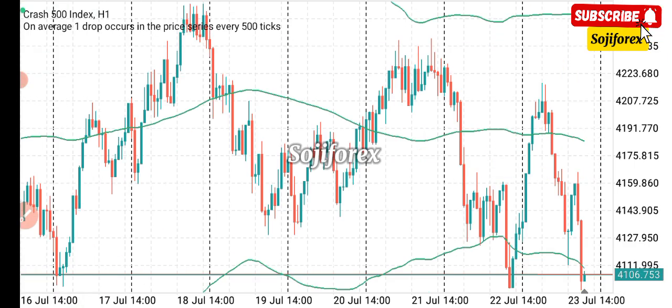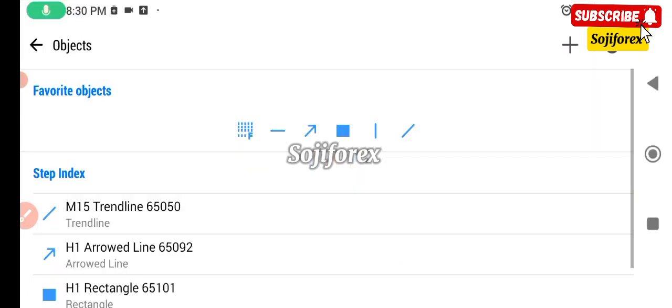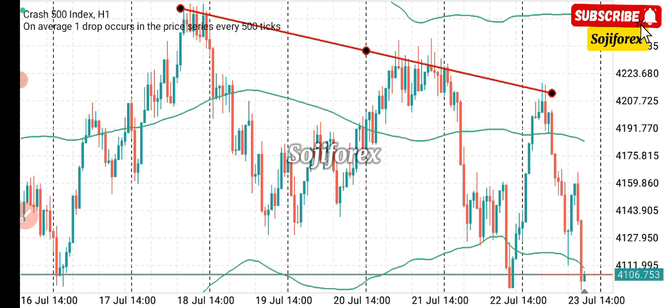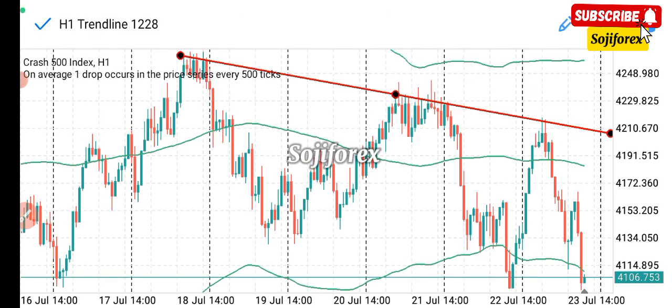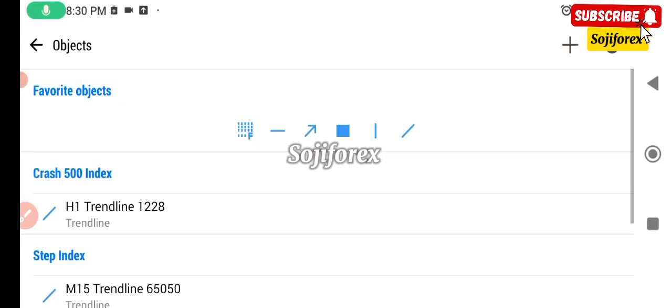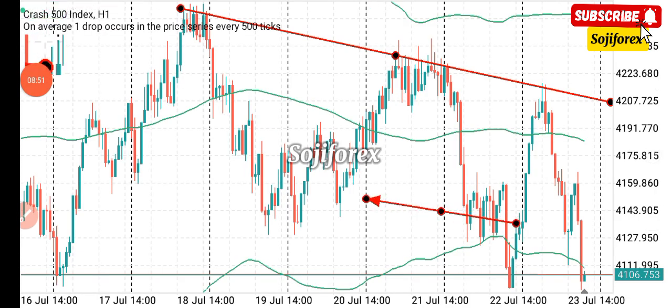Okay, let's look at this, this is Crash 500. If we are to connect our trend line, we realize that we are in a downtrend, a typical downtrend price condition. So what I'll be doing is looking for opportunity to sell.